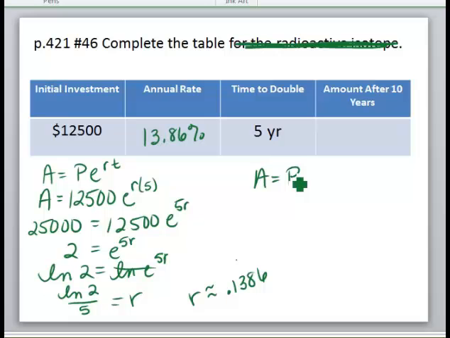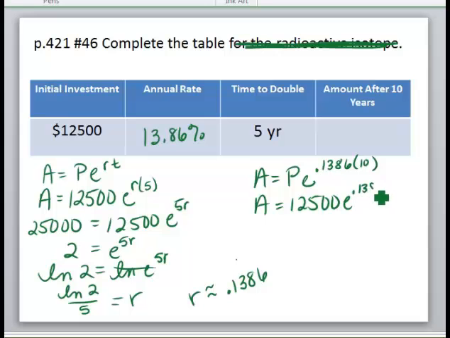I can now figure out the amount after 10 years because I know my annual rate, and I'll put in 10 for my years. My initial investment stayed the same. So the amount after 10 years is approximately $50,000.